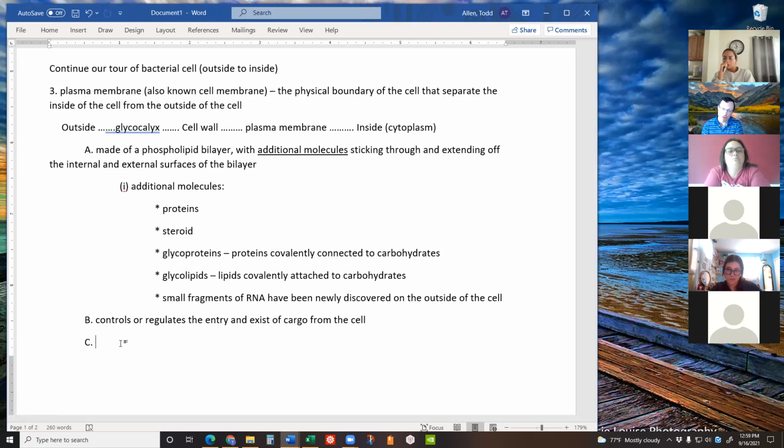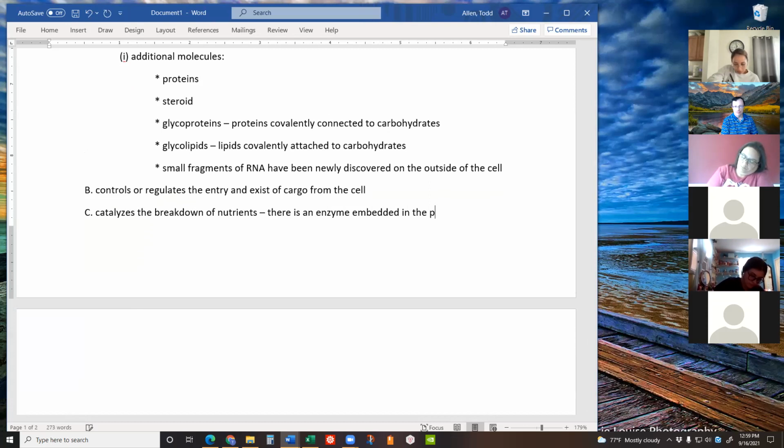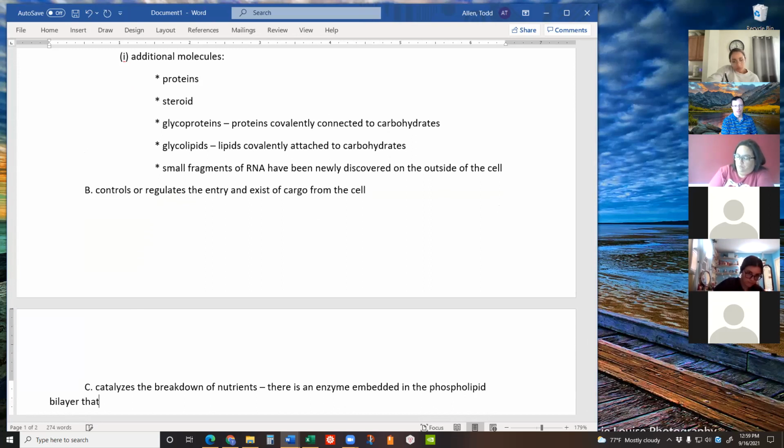I'm fishing for protein. And what I'm trying to say is, okay, when you read books that say that the plasma membrane catalyzes the breakdown of nutrients, that is true, but you need to interpret it correctly. This means that there is an enzyme embedded in the phospholipid bilayer that binds the nutrient and breaks it down. Okay.